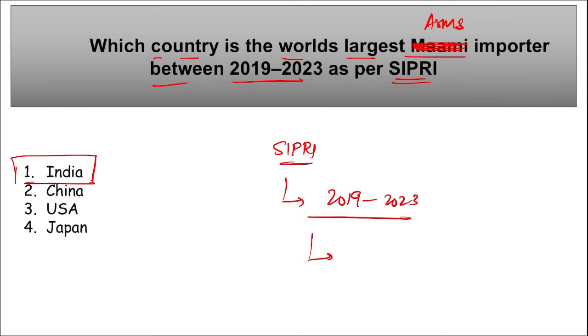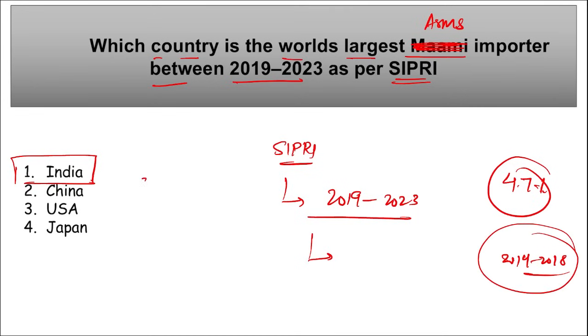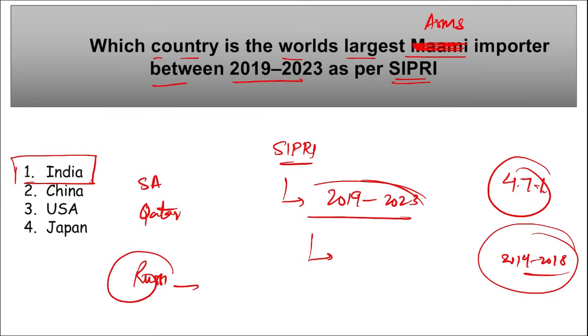SIPRI is a Swedish think tank. SIPRI is Stockholm International Peace Research Institute, and here India was the world's top arms importer for the period 2019 to 23, and India's import has increased by 4.7% compared to the period from 2014 to 2018. Then on top India, then Saudi Arabia on second, Qatar on third position, and USA, France, Russia, they were the three largest exporters of arms between this period 2019 to 2023. Then remember, Russia remained the top supplier of arms to India, almost 30% of which.